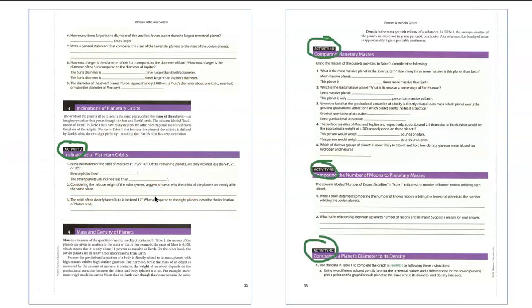You're going to do activity 4A, B, and C. And these are all looking at the mass of the planets and thinking about the fact that the more massive something is, the more gravitational attraction it has, the more pull it has on other objects. And so these are some summary statements. Now for 4C, it asks you to use 2 different colored pencils. Please follow that direction, or pens, because students often don't. And you're going to put on the next page on a graph the diameter versus the density of each planet.